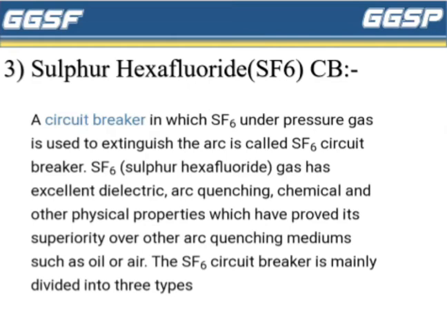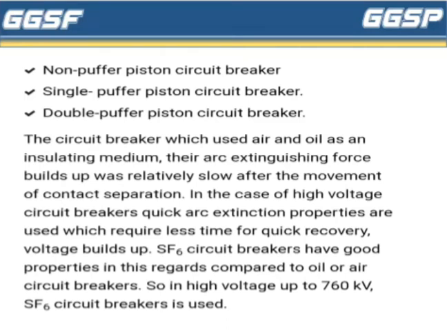The SF6 circuit breaker is mainly divided into three types. First is non-puffer piston circuit breaker. Second is single puffer piston circuit breaker. And third one is double puffer piston circuit breaker.